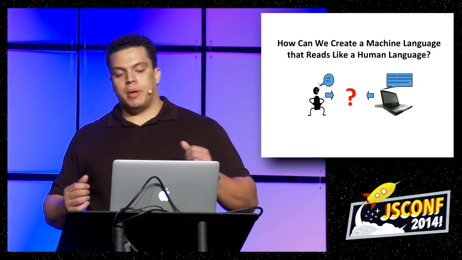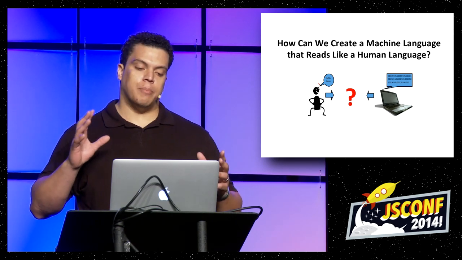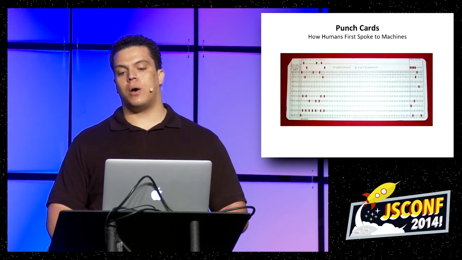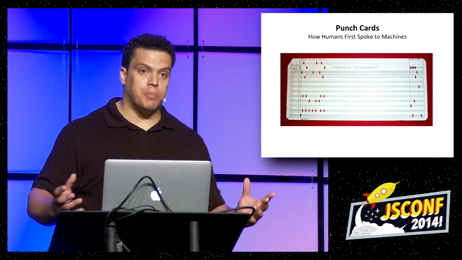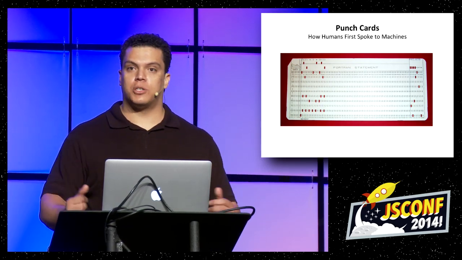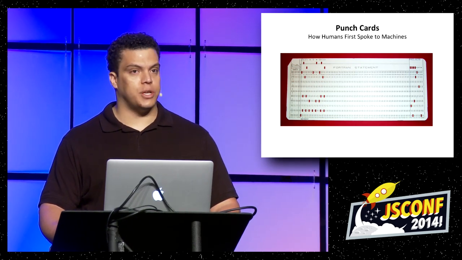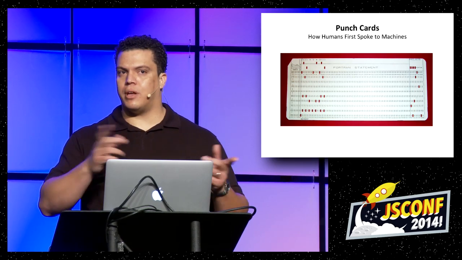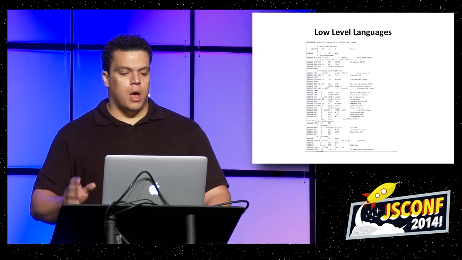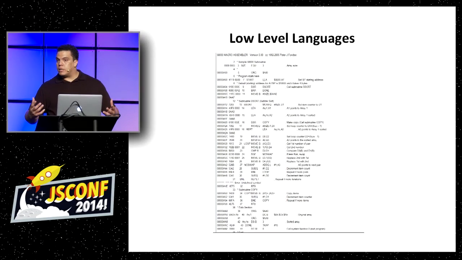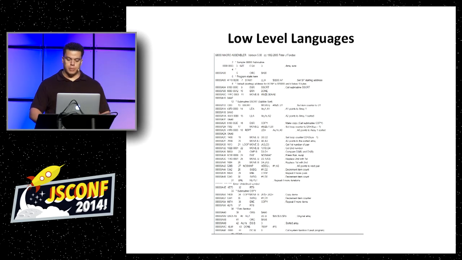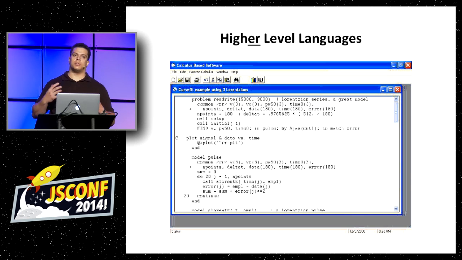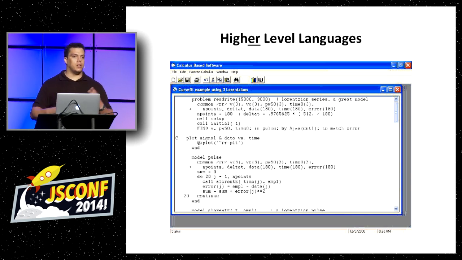For the history of programming, we've always been trying to create a machine language that reads like a human language. When we first started out, we said, let's use punch cards. Fun fact, turns out punch cards have been used since the 17th century for programming looms. I didn't know that. And they were used all the way up until the 80s, until they invented monitors and keyboards. Low-level languages, like assembly, that basically read like gibberish. Higher-level languages, where we started to see human words, like if and else and end and do.